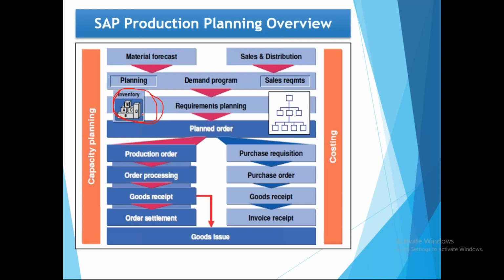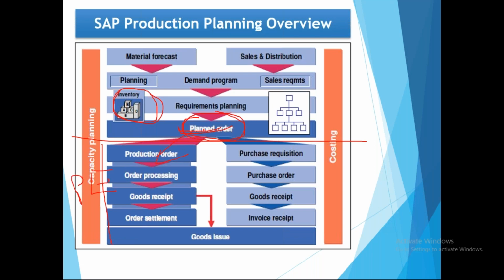If any shortage is there, it will generate a planned order. Okay, so till this part, planning. Now once the planned order is generated, it means we need to do production, we need to do manufacturing. So now this planned order is converted to a production order. This part comes under production execution, manufacturing execution.